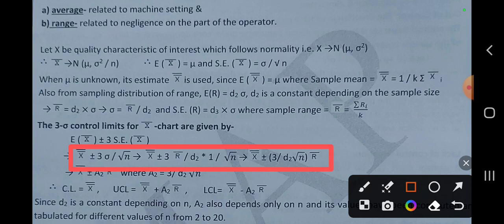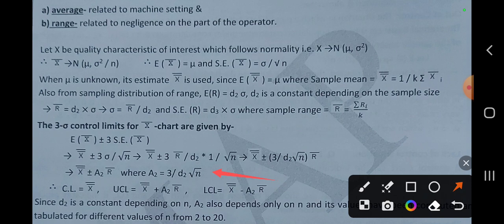Suppose the standard deviation is unknown, so both the parameters are unknown, then we need to put the value of mu as X bar bar and sigma as R bar upon d2. That gives us X bar bar plus or minus 3 upon d2 root n into R bar, and that is X bar bar plus or minus A2 R bar. And what is my A2? The value of A2 is 3 divided by d2 into root n.